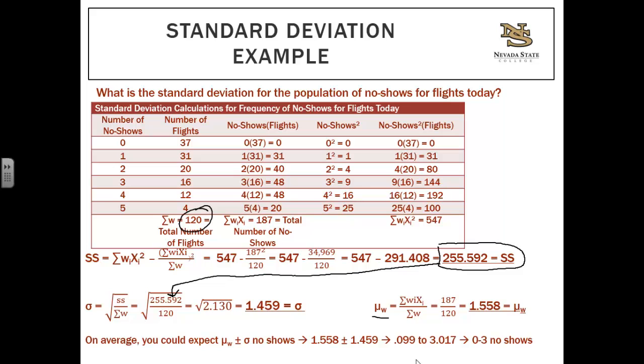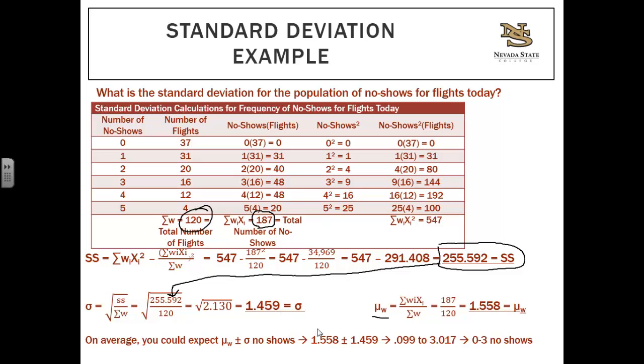So to find the mean, you need to take each weight multiplied by its respective value. So how many times does each score occur? 187, total number of no-shows. And then how many values are in our data set? How many flights are we looking at? 120. Then we get our mean of 1.558. So thinking about the mean and the standard deviation, on average, you would expect there to be 1.558 plus or minus 1.459 no-shows on any given flight on this day.